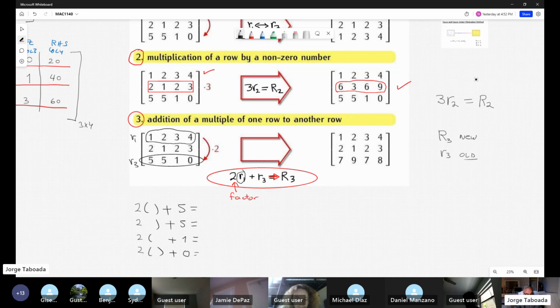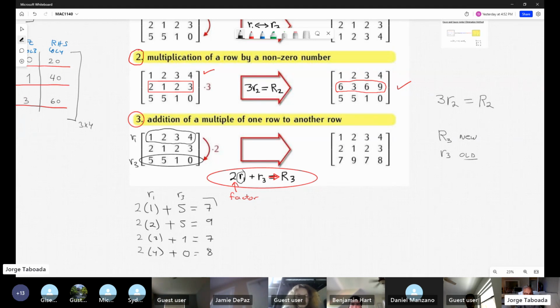Okay, the numbers that participate in this row operation are 1, 2, 3, 4. And this is 5, 5, 1, 0. I did it right. This is row 1, and this is row 3. Okay, let's do it. 2 times 1 is 2, plus 5 is 7. 2 times 2 is 4, plus 5 is 9. 2 times 3 is 6, plus 1 is 7. Coincidence. And 2 times 4 is 8, plus 0 is 8.